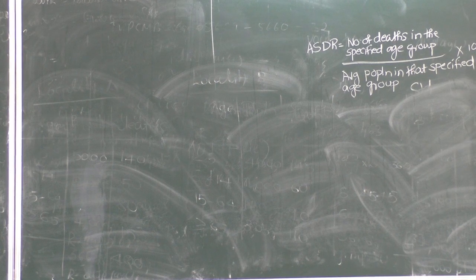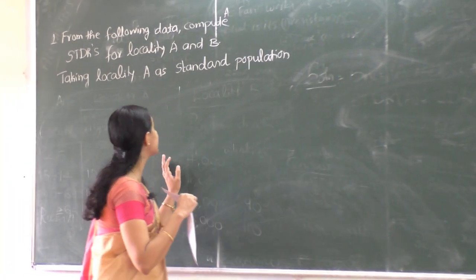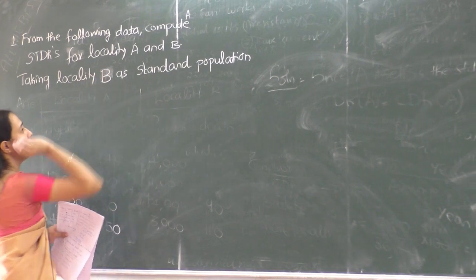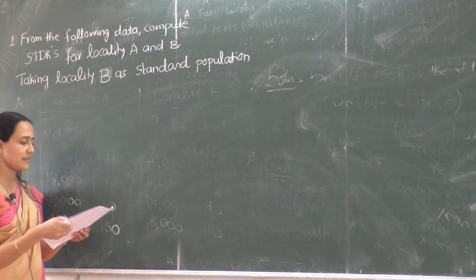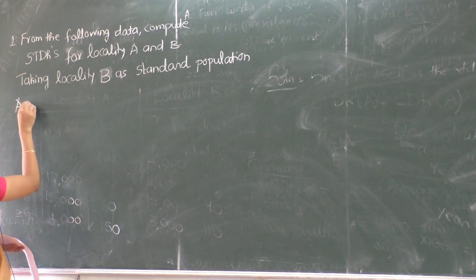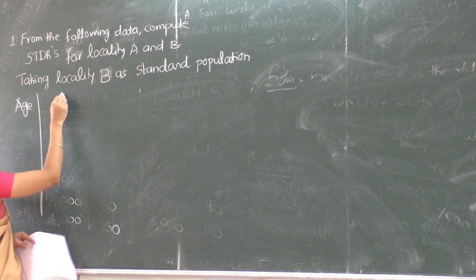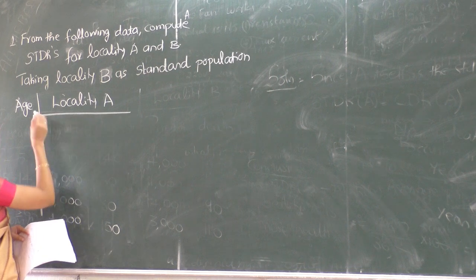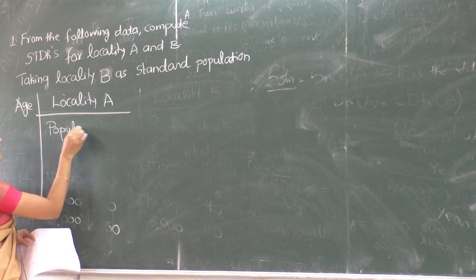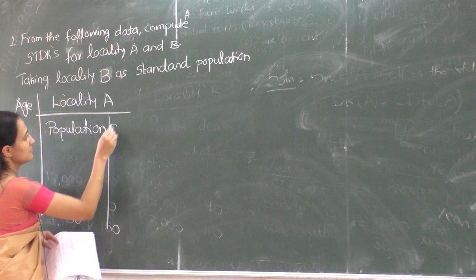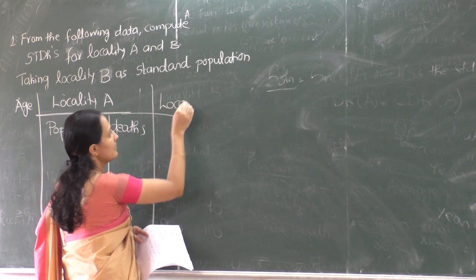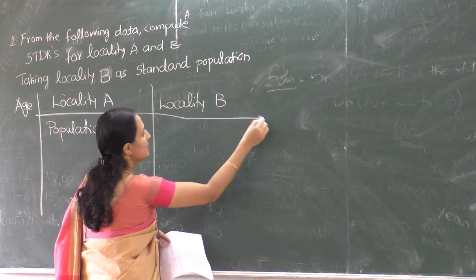Next, see, we will do one more problem. From the following data, compute STDRs for locality A and B by taking locality B as a standard population. Suppose how to do. See, age is given, then city A or locality A itself we will write locality A, then population deaths, then locality B, population deaths.